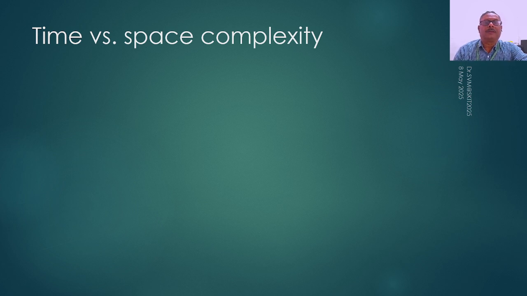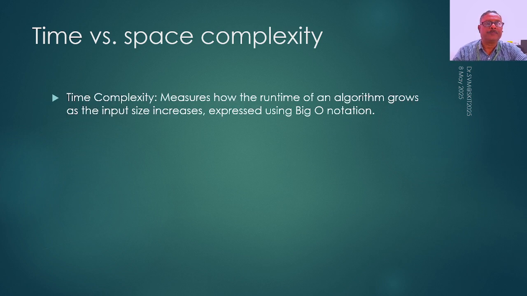So there are two important factors we need to look at. One, for any given algorithm, how much time it takes to complete the task. At the same time, how much of the memory it occupies to store the data. So we have two issues to address. One we call time complexity, and the other one we call space complexity.